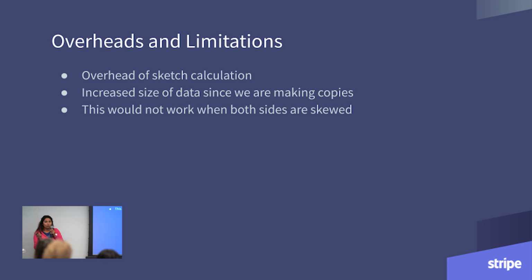So obviously, there are some overheads and limitations to this method. We have an overhead of doing a sketch calculation. And we are also replicating some of the entries in the smaller data set. So sometimes we might end up with a larger data to shuffle in the job. Also, this particular method would not work if both sides are skewed. This would only work when one side is skewed, which you can get the counts from, and the other side has to be constant, so we know exactly how many times to replicate.